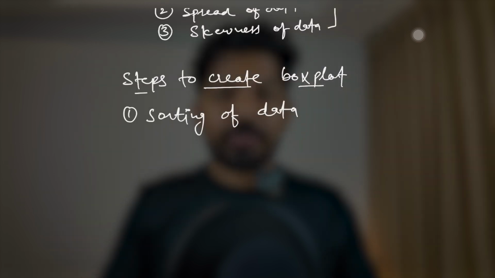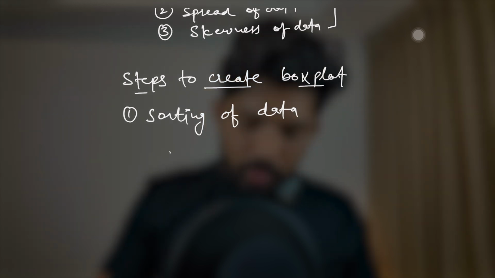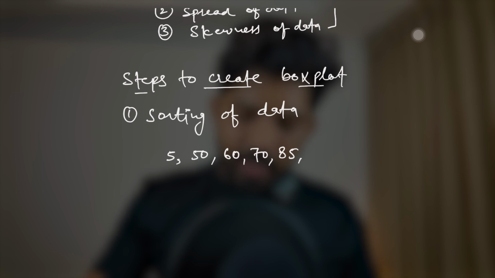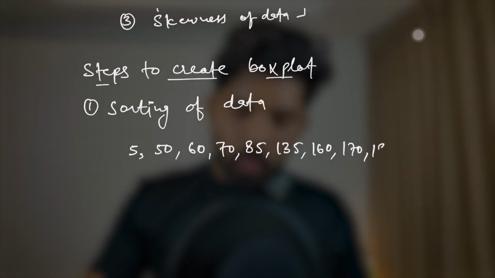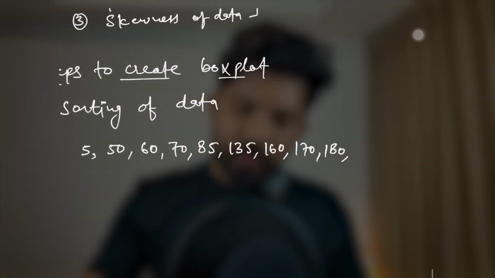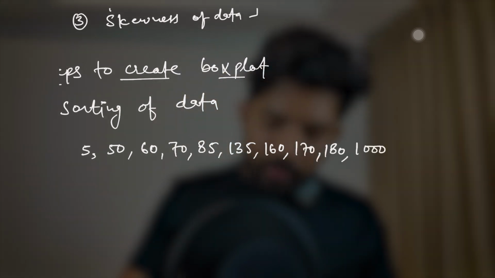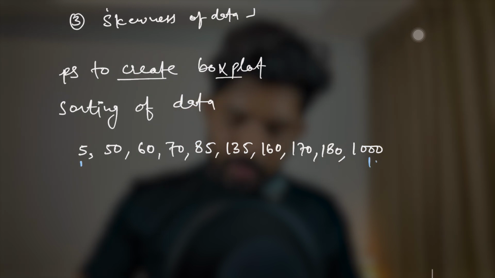So let's say we have the trading volume of a Bitcoin. Let's say we have $5 million, then 50, then 60, 70, 85, and on one day it was around 135, and also it reached one day 160, 170, 180, and on one fine day it reached around 1000. So we have 10 values here: 1, 2, 3, 4, 5, 6, 7, 8, 9, 10.